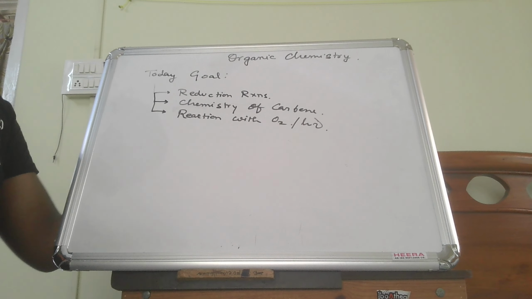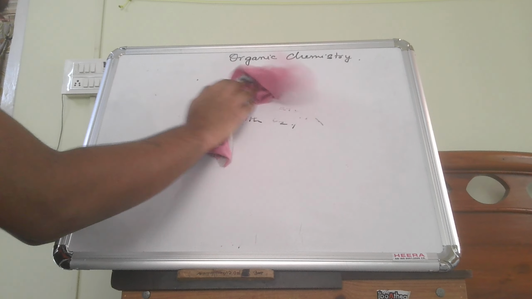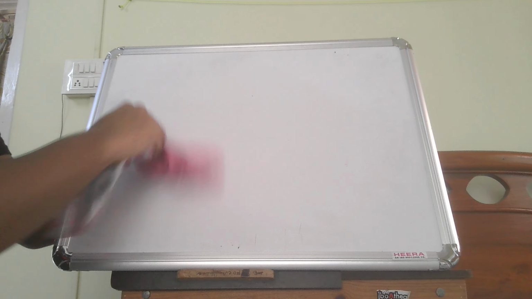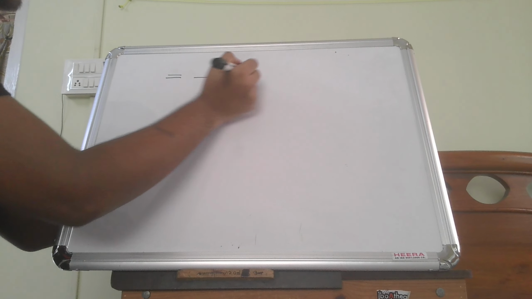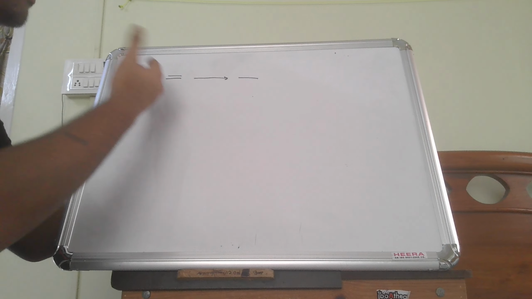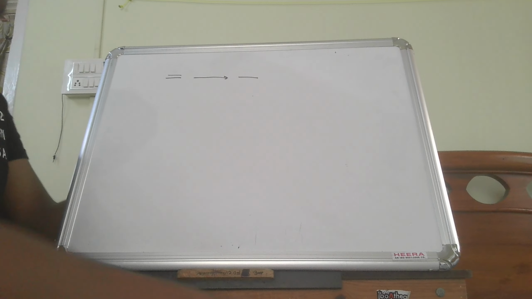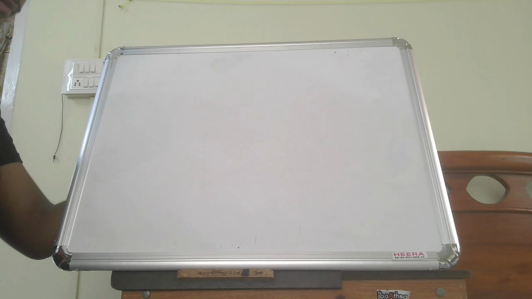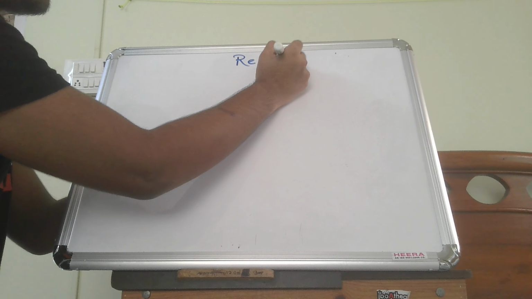So let's start. First we will be learning reduction reactions. What are reduction reactions? Reduction reactions mean going from a double bond to a single bond. For reducing the double bond to a single bond, we will be doing it here. So let's put our topic heading: reduction.